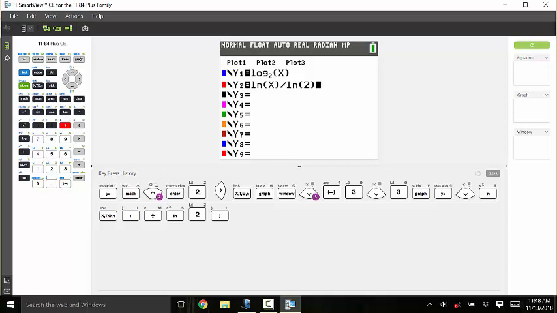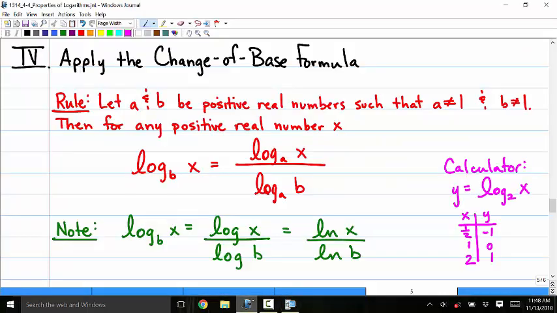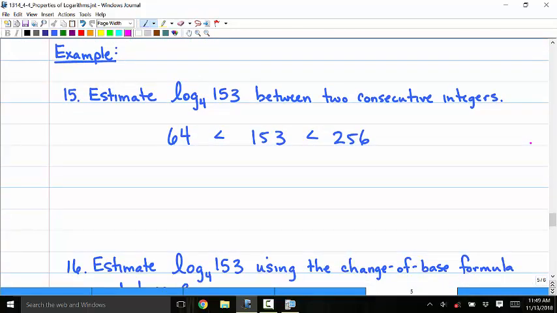So watch the red graph appear. Is it the same as the blue? Yep. So way back when, we used to write it as y equals ln of x divided by ln of 2. You don't have to do that anymore if you have the new operating system. Nifty? Nah.